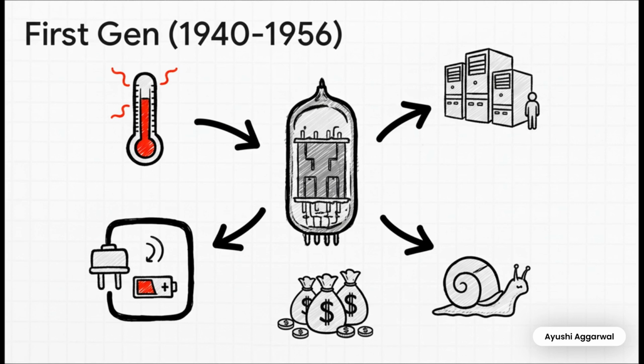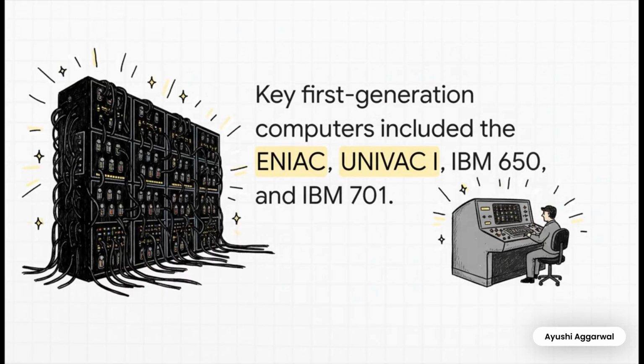This is a classic question, so make a mental note. And here are 2 names you should definitely remember: ENIAC and UNIVAC 1. These are the big, famous examples from this era. You'll often see these pop up in multiple choice questions, so it's a good idea to just jot them down. I mean, for their time, these machines were, without a doubt, the most powerful calculating devices on the entire planet.